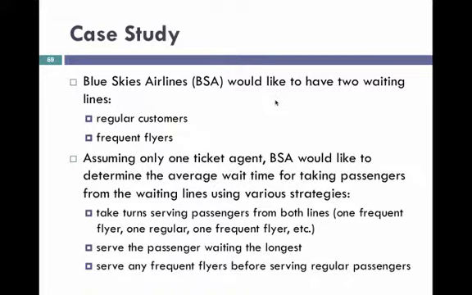Here's a case study with a hypothetical Blue Sky Airlines. We'd like to have two lines, one of regular customers and one with frequent flyers. If we assume there's only one ticket agent, we'd like to determine the average wait time for taking passengers from the waiting lines using different strategies. For instance, we could take turns serving the passengers from both lines: a frequent flyer, then a regular, and a frequent flyer. We could serve the passenger who's waited the longest. We could also prioritize that frequent flyers always get served before regular customers.